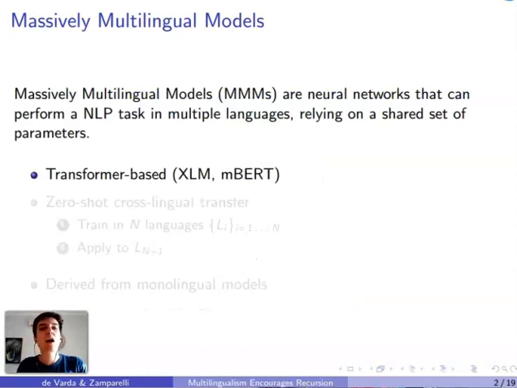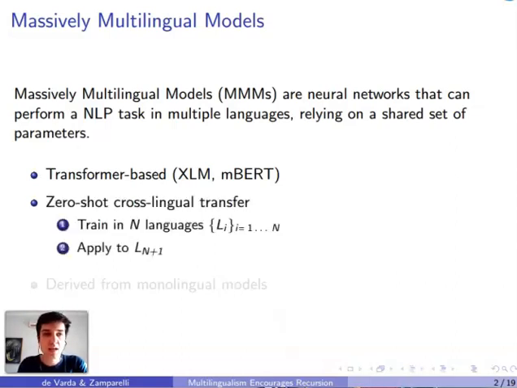Massively multilingual models are neural networks that can perform an NLP task in multiple languages, relying on a shared set of parameters. Right now, the state-of-the-art is achieved by transformer-based networks, such as XLM or Multilingual BERT. These models are surprisingly effective in zero-shot cross-lingual transfer, which is a procedure that involves the training of a model in a set of n languages and then its application to another language that was not included during training.